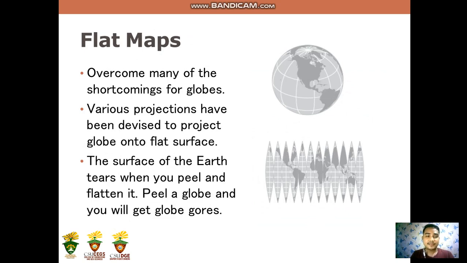And flat maps overcome many of the shortcomings of the globe. Various projections have been devised to project the globe onto a flat surface, and the surface of the earth tears when you peel and flatten it. Peel a globe and you will get globe gores. So, yung kitahay na globe, himuonin mo siyang panitan or abrihan or i-peel nimo siya using sa kaning mga grids. So ingani ang mahitabo niya, globe gore ang tawag niya. So na distortion kay for example diri nga area wala man ni. So kinahanglan nimo siya two-dimensional, so naay distortion.